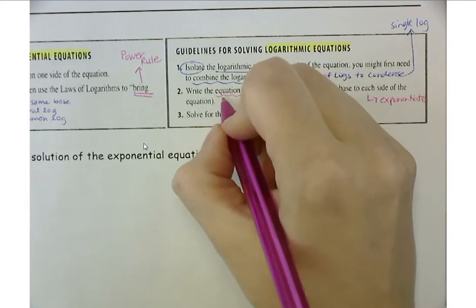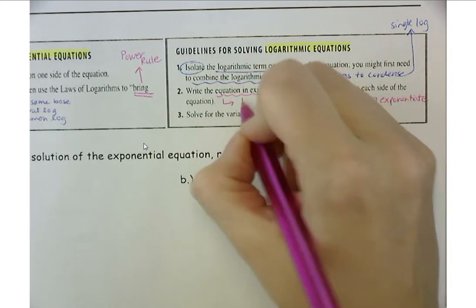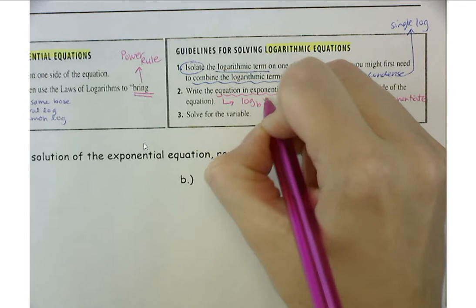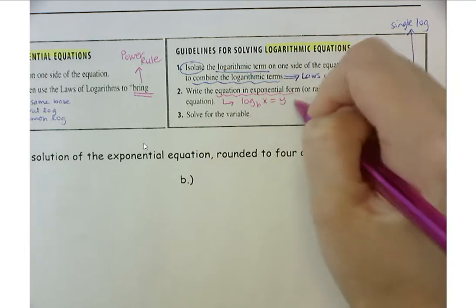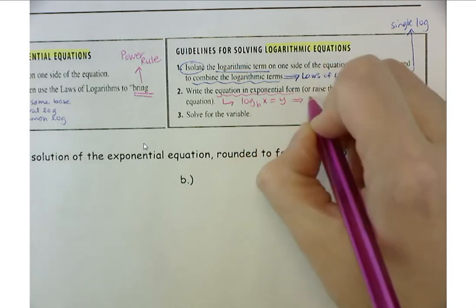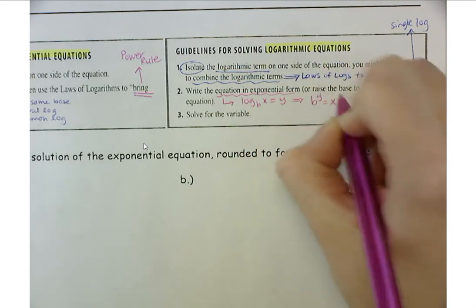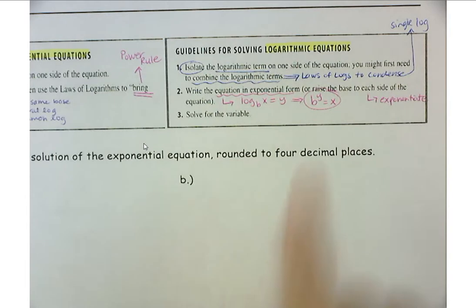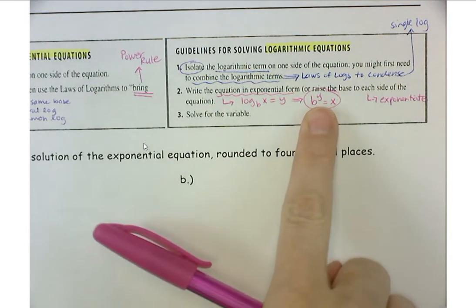If you're writing an equation in exponential form, remember, if you have log base b of x equal to y, exponential form is b to the y equals x. So this is the form that you're going to write it in. Okay, that's going to be your exponential form.